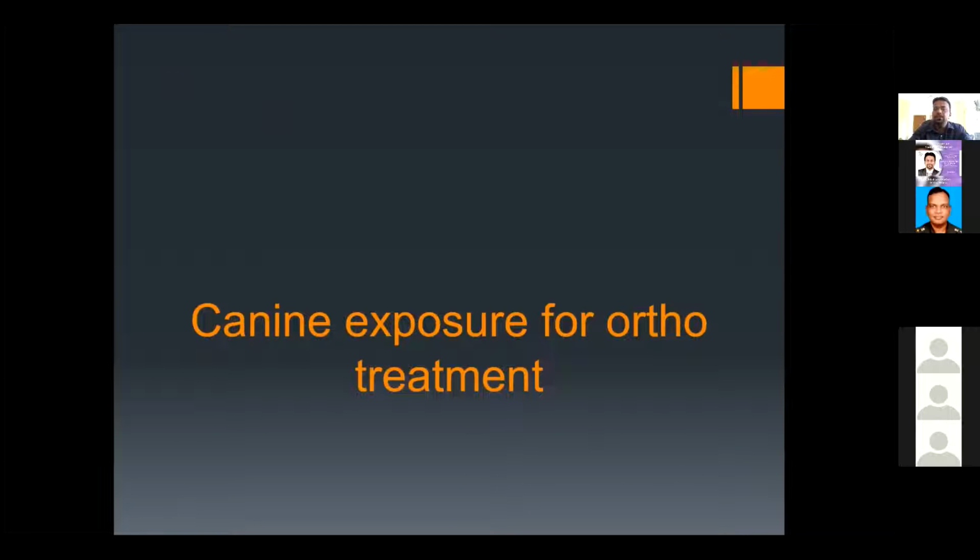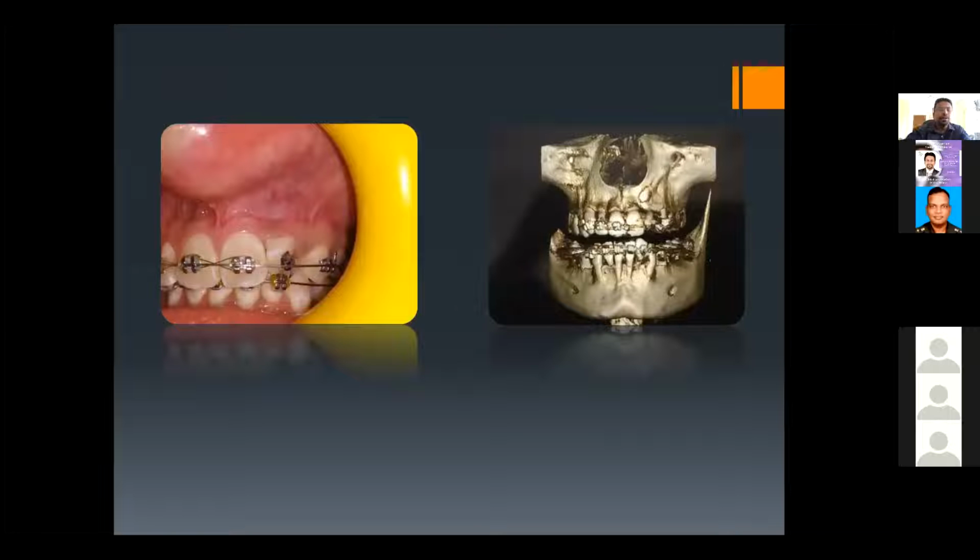Let's see a case of canine exposure for the orthodontic treatment. This is a pre-operative photograph where we can see the canine is impacted. In CBCT, we can assess that there is a slight bony window onto the canine. So we have done a canine exposure with the help of lasers. Let's see a video of this case.